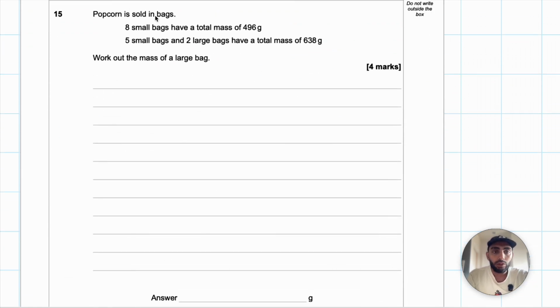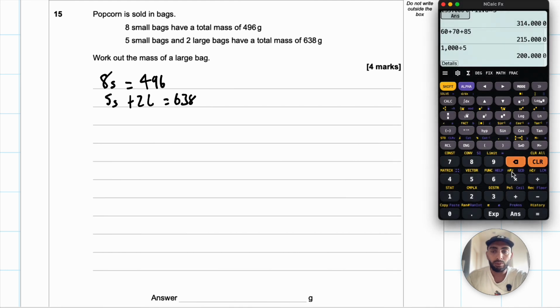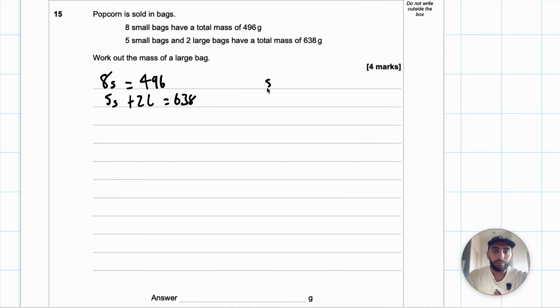Question 15. Popcorn is sold in small bags. 8 small bags have a total mass of 496. So 8 small is equal to 496. 5 small bags and 2 large bags have a total mass of 638. Work out the mass of a large bag. Let's first work out the mass of a small bag. So 8s equals 496. Divide by 8 on both sides. 496 divided by 8 gives me 62. So each small bag has 62 grams in it.